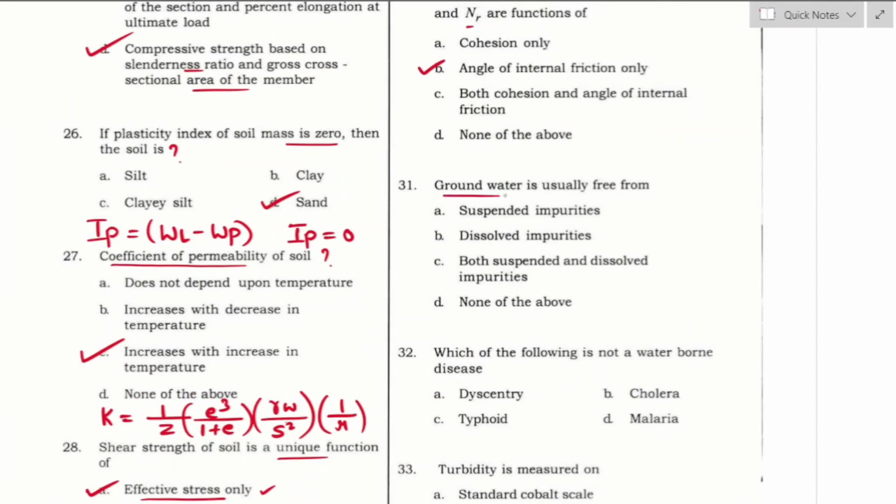Question number 31. Groundwater is usually free from. Groundwater, on passing through the soil, gets filtered by various layers of the sand, which make it free from suspended impurities. So option A is the right answer, suspended impurities. Question number 32. Which of the following is not a waterborne disease? Hepatitis, cholera, typhoid and dysentery are the waterborne diseases, whereas malaria is not a waterborne disease. This disease is caused by a parasite, by the bites of infected mosquitoes.